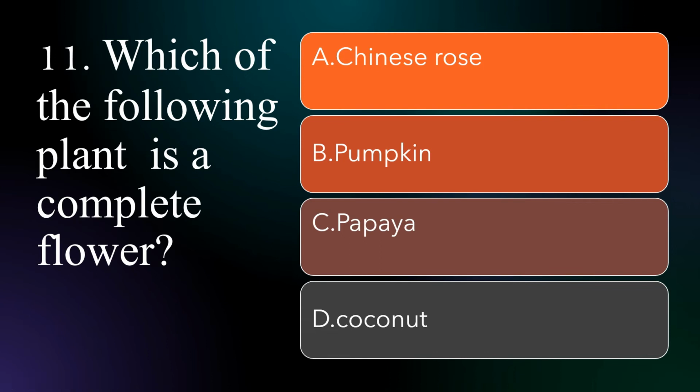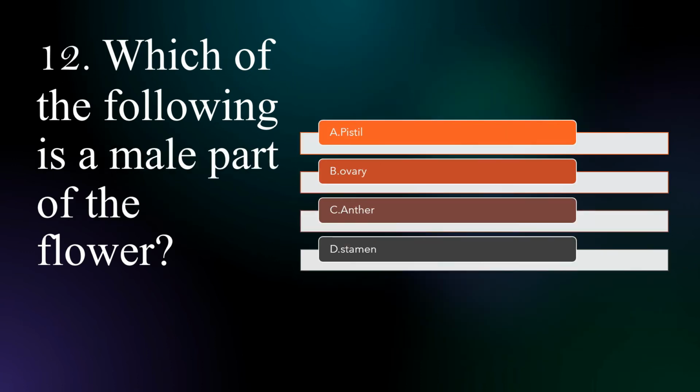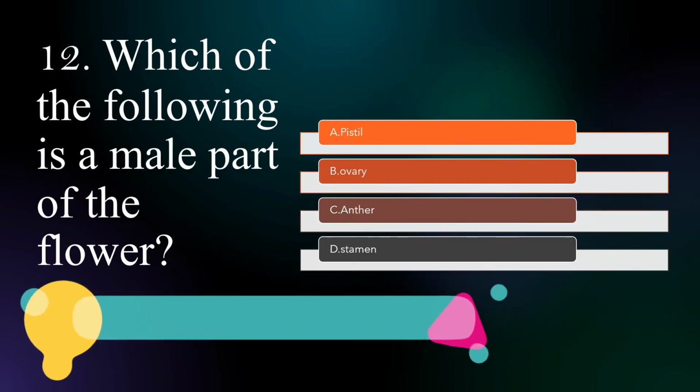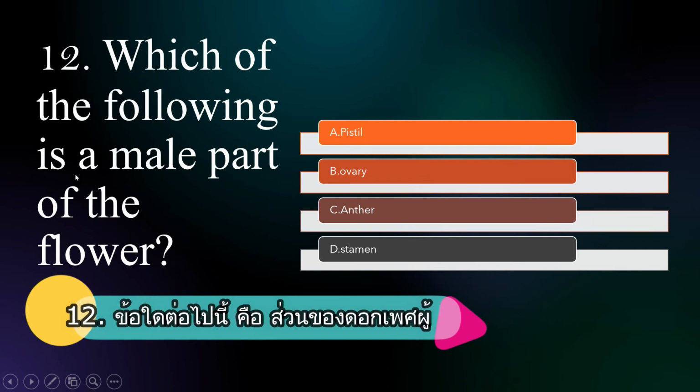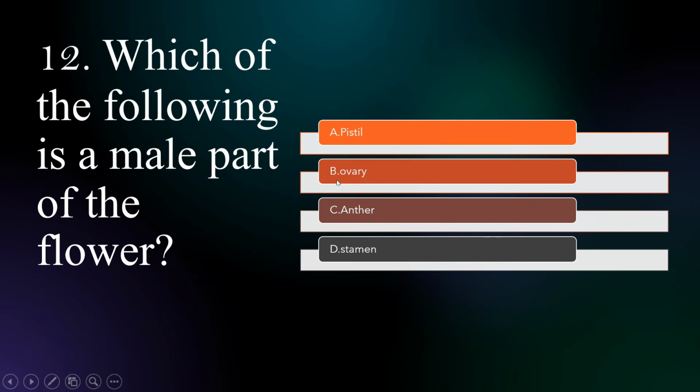Number 12. Which of the following is a male part of the flower? Male, okay? Boy, okay? Male means boy, part of the flower. A. Pistil. B. Ovary. C. Anther. D. Stamen. Okay?